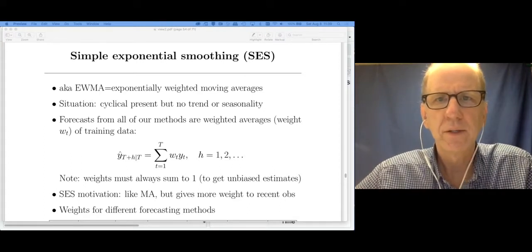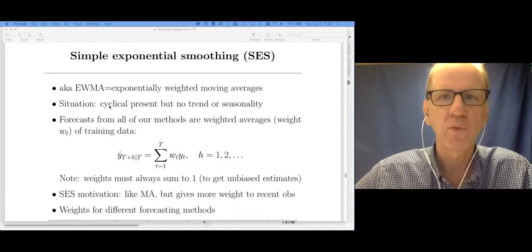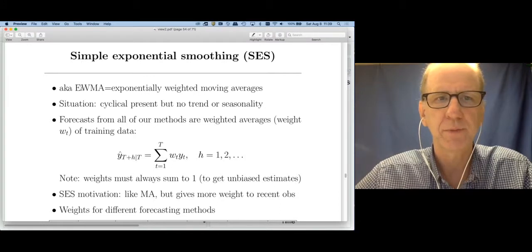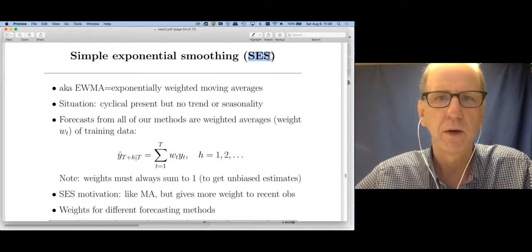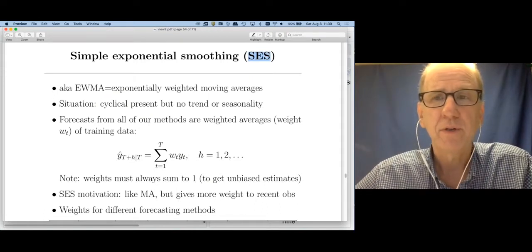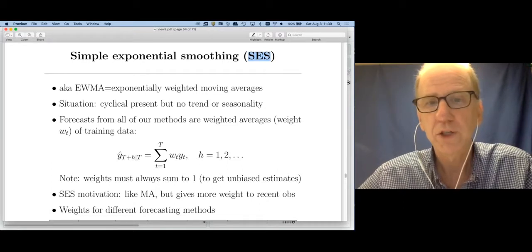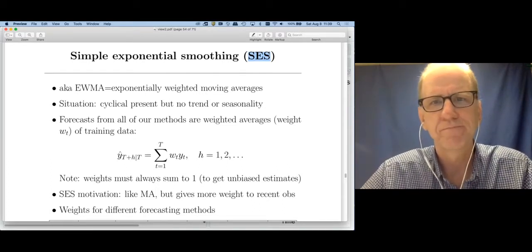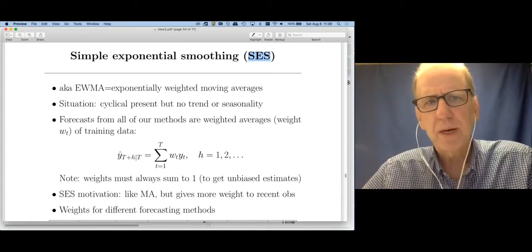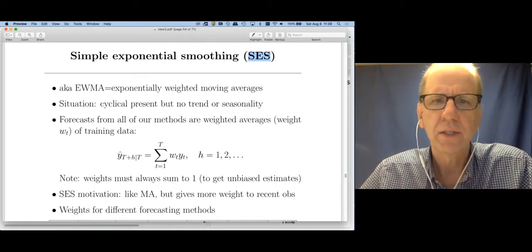Now, when I learned this, I learned it under the name the exponentially weighted moving average, or EWMA for short. And so some textbooks call it that rather than simple exponential smoothing or SES. I'm going to try to call it SES because that's the name of the function that the forecasting library uses for this. So let me begin by saying when SES is appropriate.